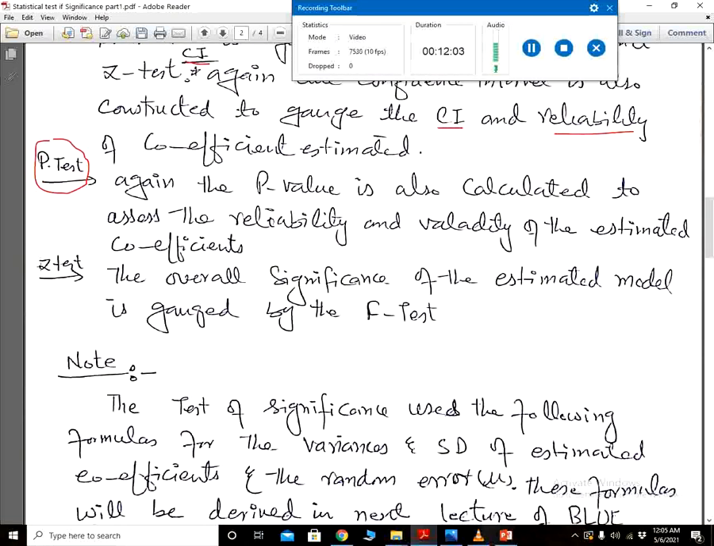And the last one is the F test. This is not a Z test, this is the F test. The overall significance of the estimated model is gauged through the F test. We will use these 4 tests to gauge the statistical significance.